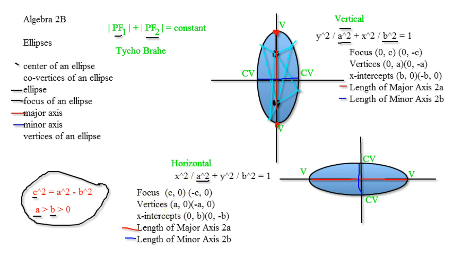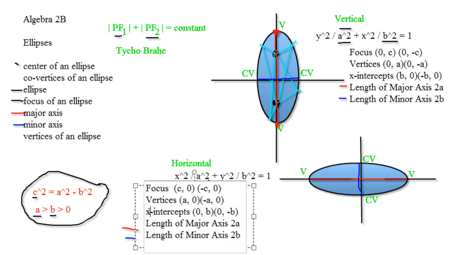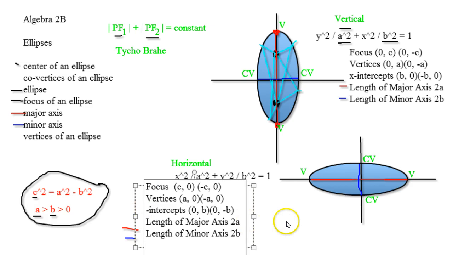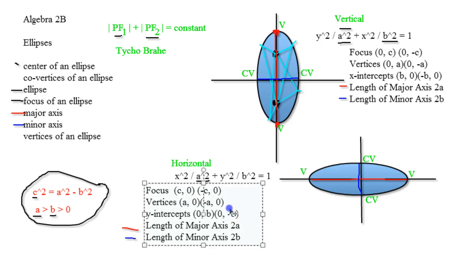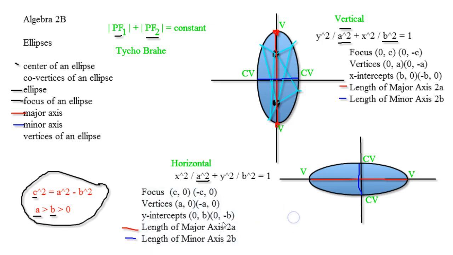The x-intercepts, well, this one should technically be y-intercept. Let me change that. I accidentally typed in that one. Okay, there we go. So the x and y-intercepts are also known as the co-vertices. You just square root the b and then use this formula for the horizontal and this formula for the vertical. The length of the major axis is 2 times a, and the length of the minor axis is 2 times b, so that's the same in both.